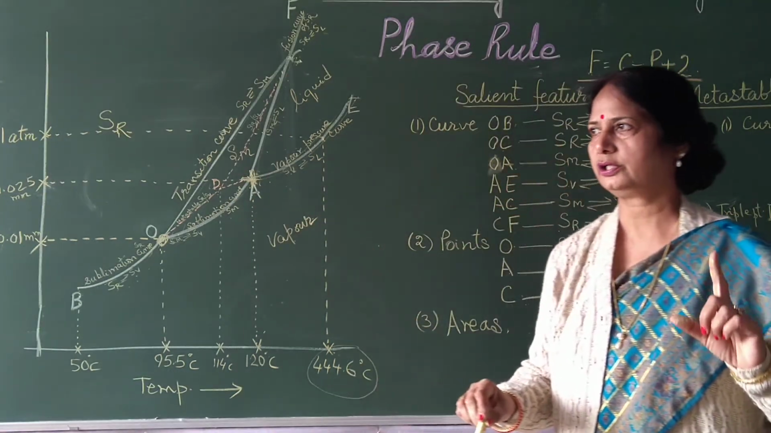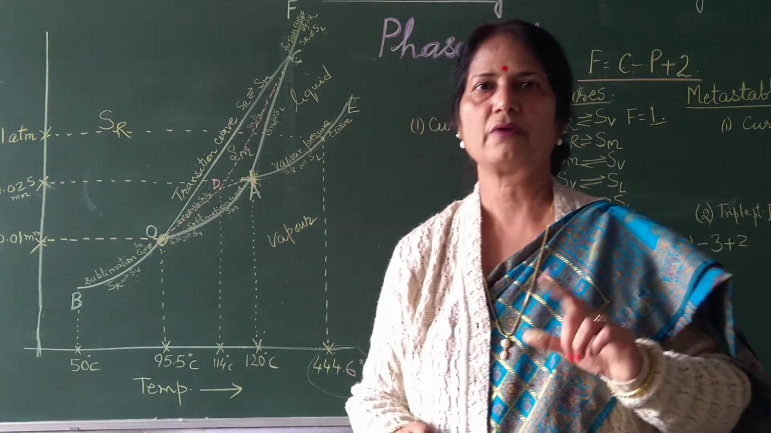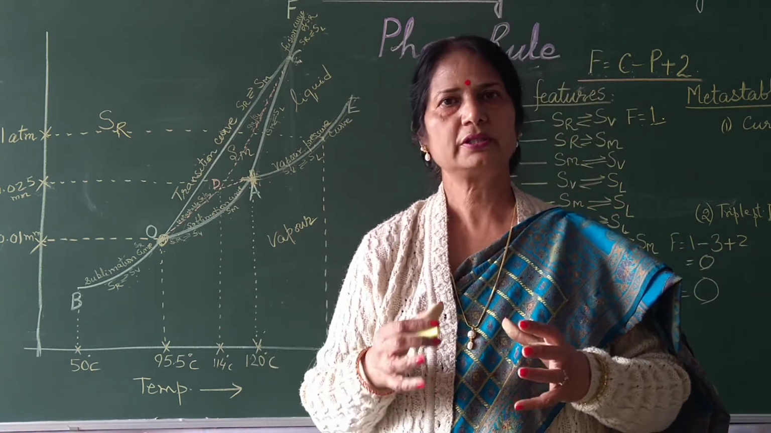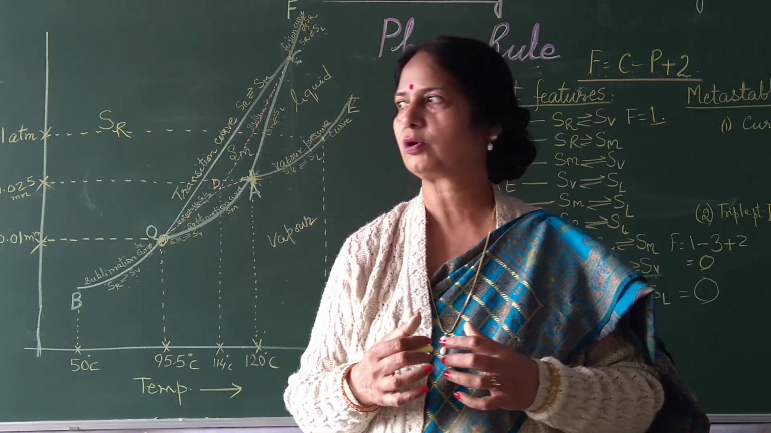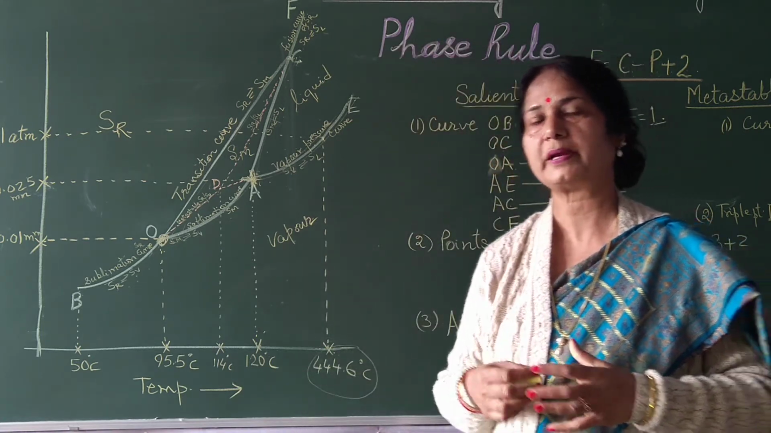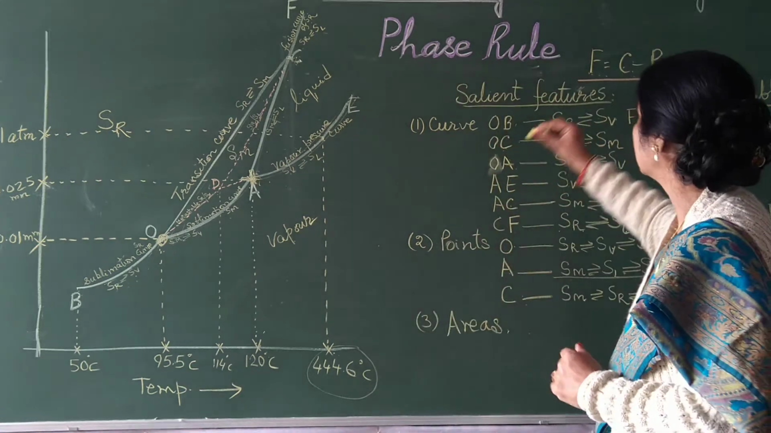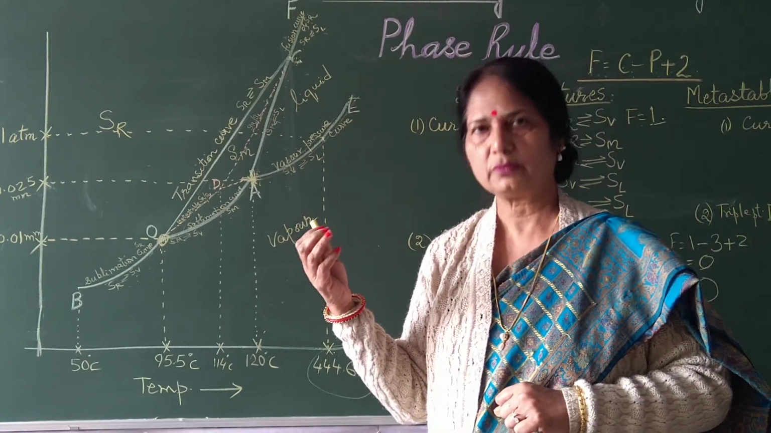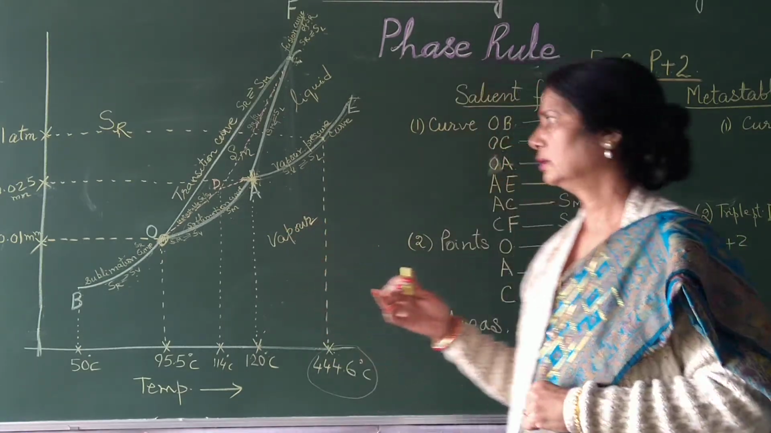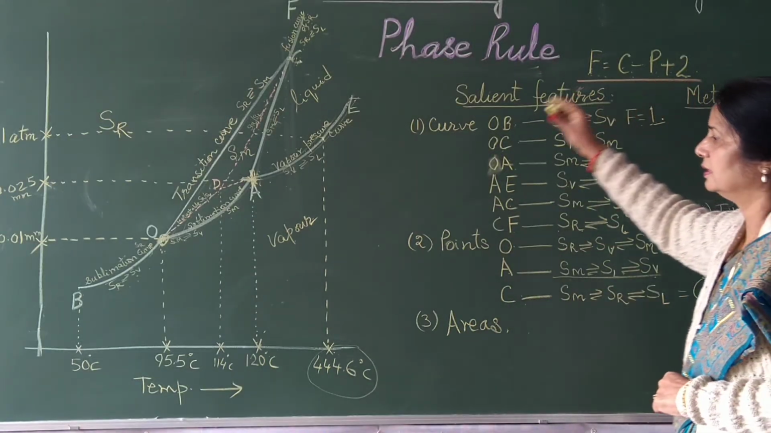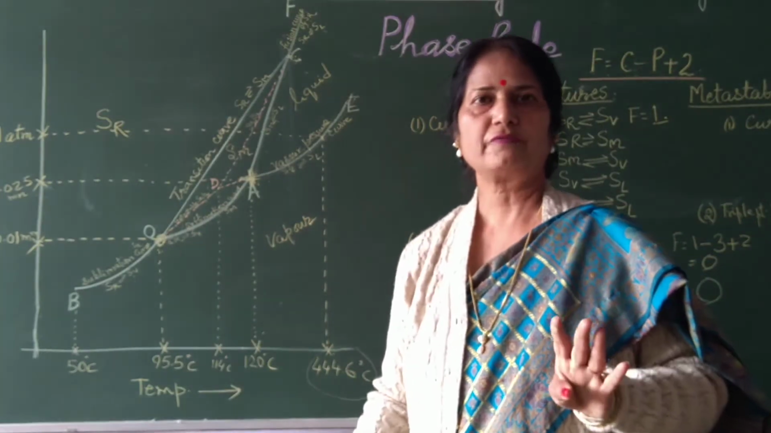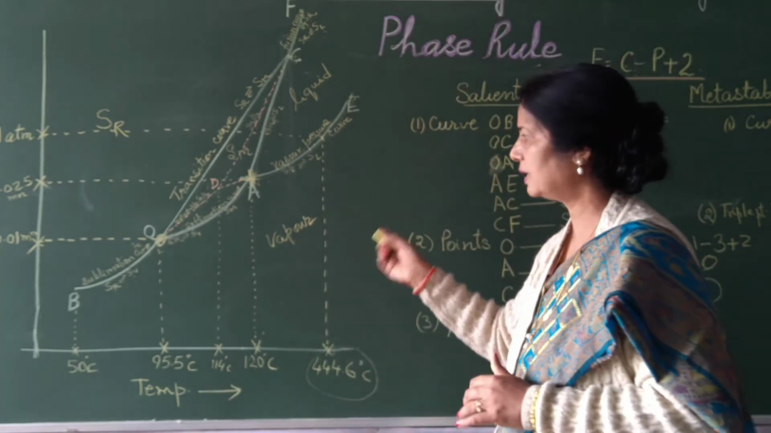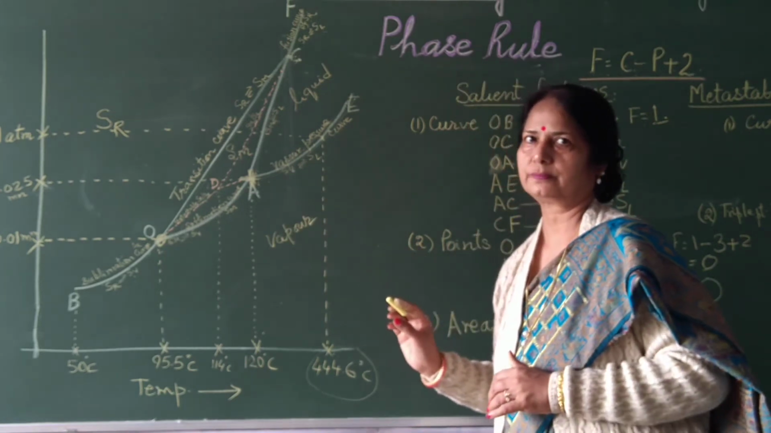One more thing I have to tell you: all the 4 phases of the sulfur system do not coexist together at any point. Only 3 phases can exist at any point, because if there are 4 phases in equilibrium, then when we calculate the value of F, it will come out to be -1, which doesn't hold any meaning. So in the sulfur system, the 4 phases never coexist together. Only 3 phases are present at any point, and that happens only at the triple point.